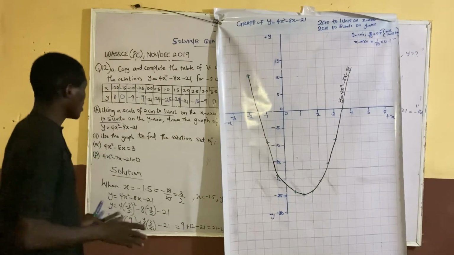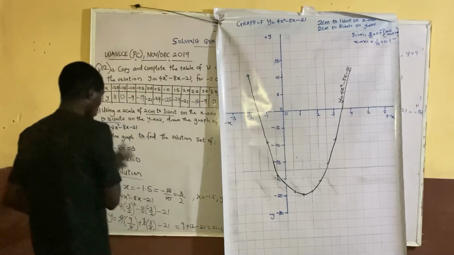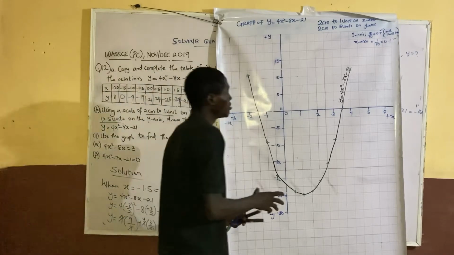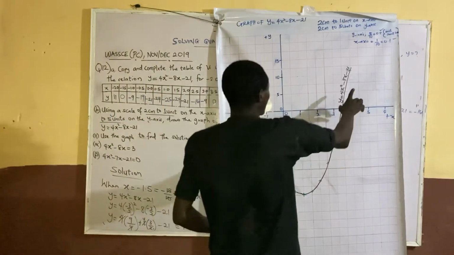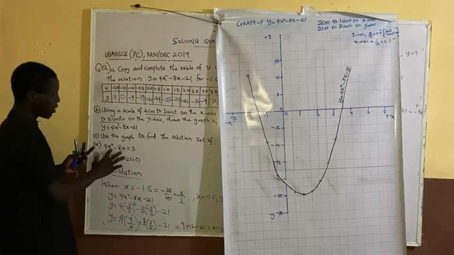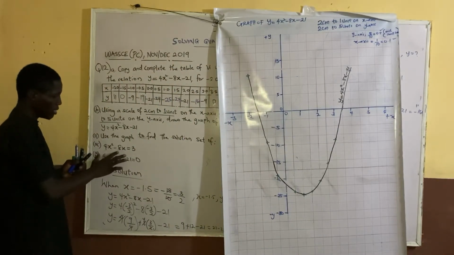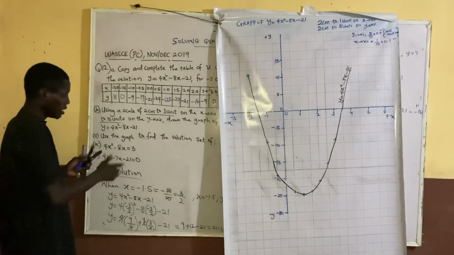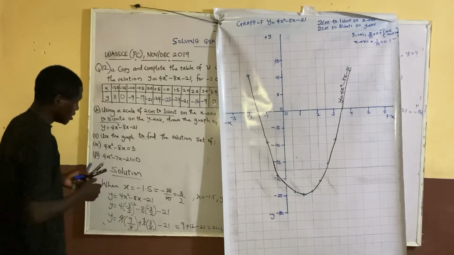And we have to use this graph to solve this. Now you have to look at it. We are given only 4x squared minus 8x minus 21. You have to manipulate this. How can I get 4x squared minus 8x equal to 3?